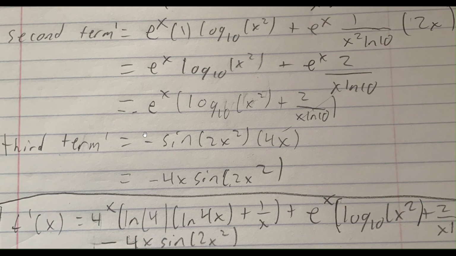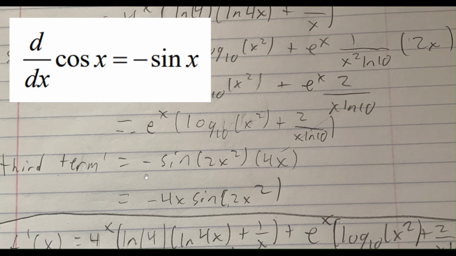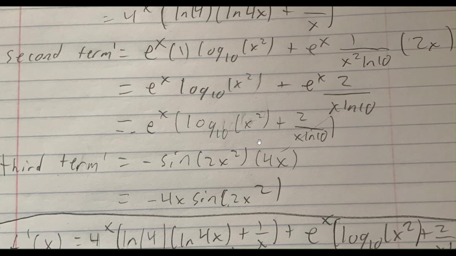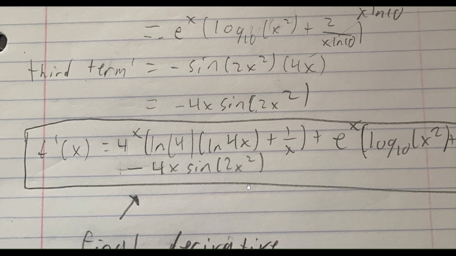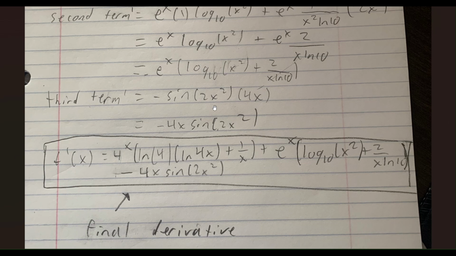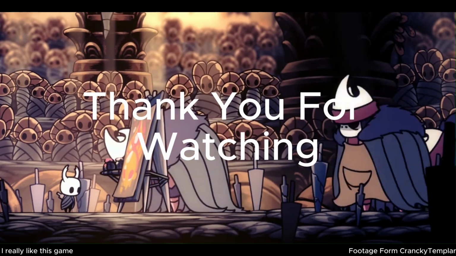Now you have the third term, which thankfully is a little simpler. You have the derivative of cos, which is negative sine, and then you obviously use the chain rule again, so you get 4x, and then you simplify, and so you get this. Then you add everything together, or combine all the terms, and you get this as your final derivative.